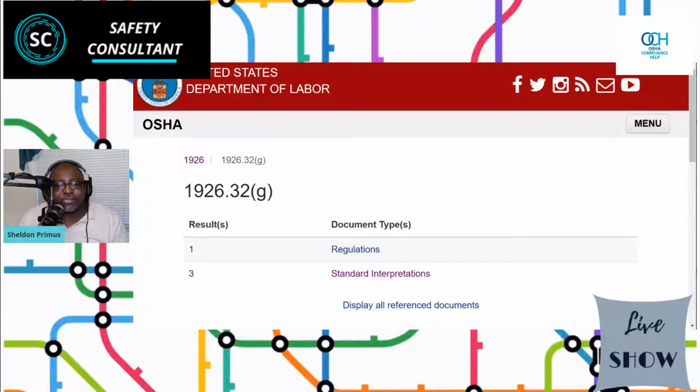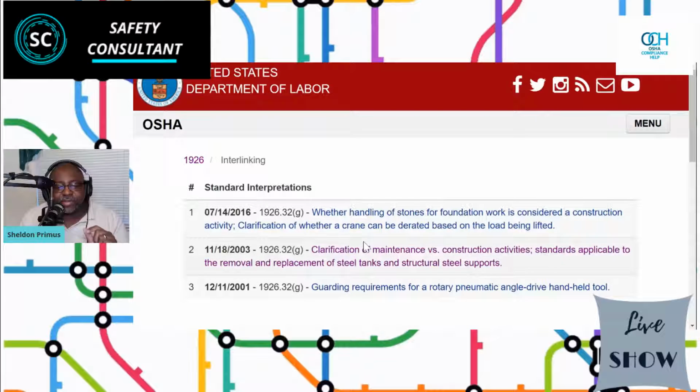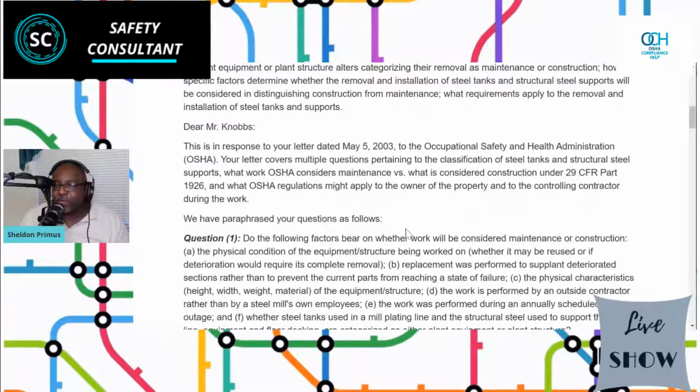Since you're seeing this, over here are the standard interpretations. There's an interpretation letter out there, the second one, that is going to blow your mind if you're really thinking: am I doing construction? Am I doing general industry? And the activity is, am I maintaining, or am I building, painting, decorating something? That tells you which standard to look at. Someone asked OSHA, which book do I go in? People do this frequently.